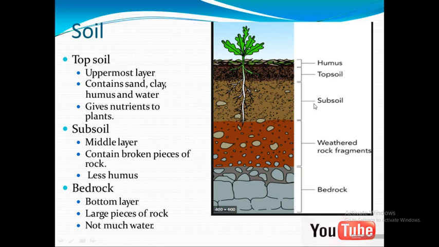Just below this is called subsoil. This subsoil is the middle layer. It consists of broken pieces of rock. Some small rocks are present here, and less humus. Humus is rich in minerals. So in this subsoil, less amount of humus is present, and in this part a large number of rock fragments, a lot of broken rocks, are present here, and the lower part is called bedrock.